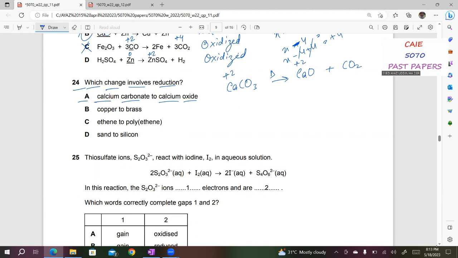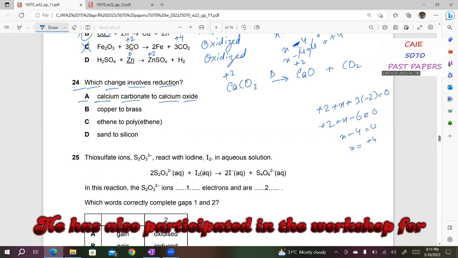If you want to calculate the charge on carbon, what will you do? We have +2 for calcium, X for carbon, and 3 atoms of oxygen, 3 multiplied by -2, which is the charge on oxygen. You will get +2 plus X minus 6 equal to 0, so X minus 4 equal to 0, or X equal to +4. The charge on carbon is +4. What about the product side? Oxygen -2, carbon again +4, and oxygen -2. So this is wrong.